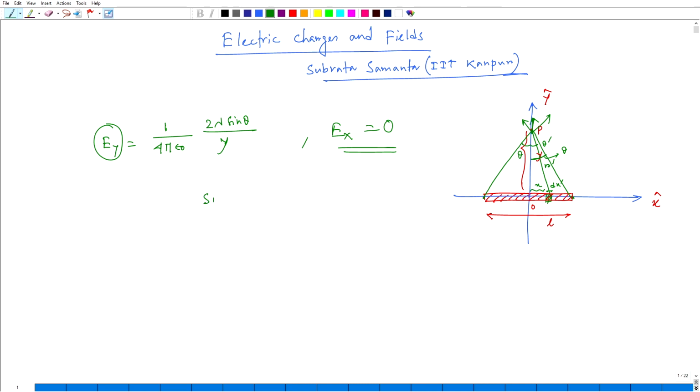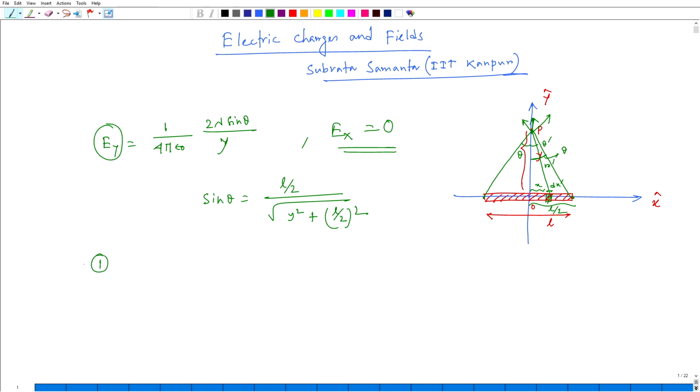We know that sin theta is L by 2, since this distance is L by 2, divided by the square root of y square, the perpendicular distance, plus L by 2 whole square. Now we take the limit where this distance y is much greater than L.